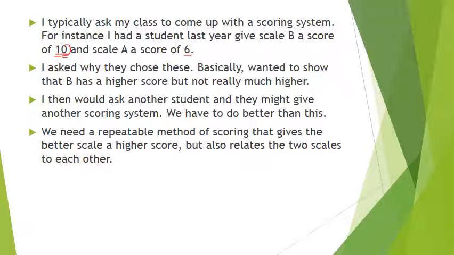Okay, so what we want to do is come up with a repeatable method of scoring our precision that always gives a better score to the better scale, but also relates the two scales to each other. I mean, you could just say scale B gets score 1 and scale A gets score 0, and B is better than A, but you would like to be able to say, well, how much better? So we want to add that to the score as well.